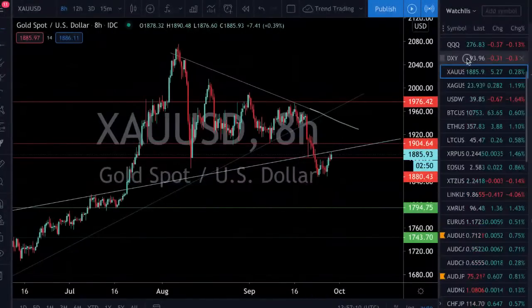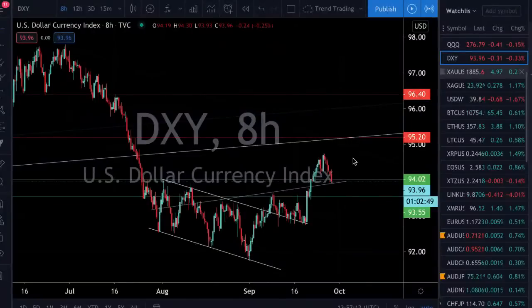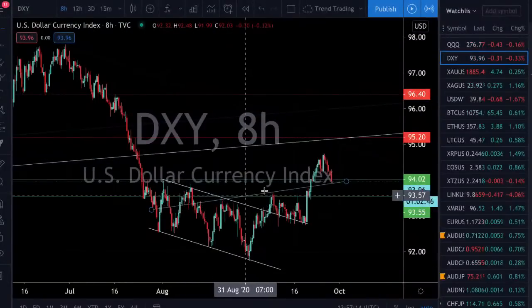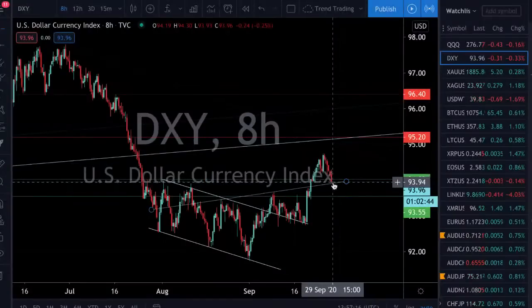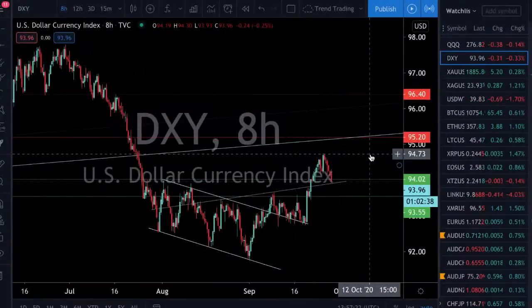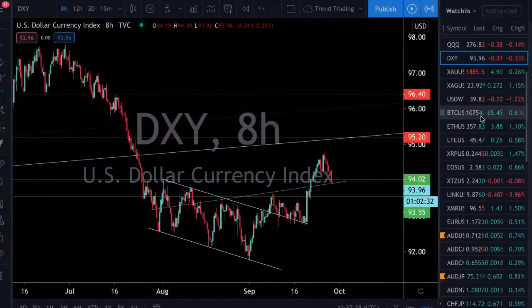Look at the DXY. It's the same exact thing. You could see it as the gold is pulled back into that trend line, here the DXY now is right testing this last area of support. So everything's trading in pretty good symmetry. Pretty good symmetry.